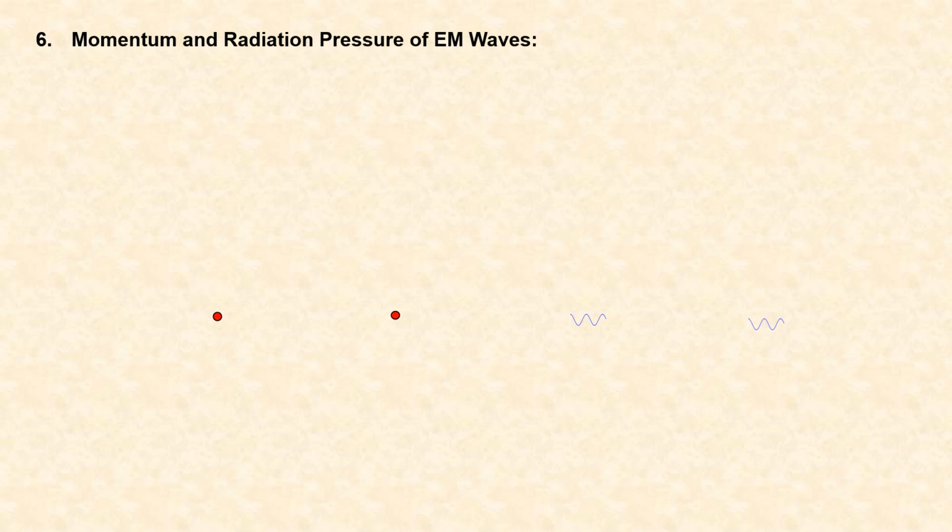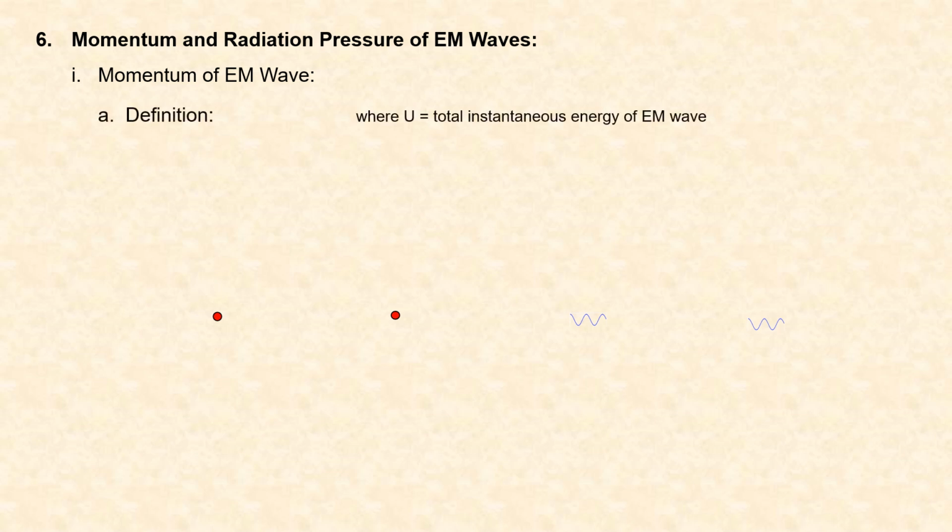It turns out that the magnitude of the momentum that a wave can transfer is related to its total energy as follows. The magnitude of that momentum goes like the total energy of the wave divided by the speed of light.